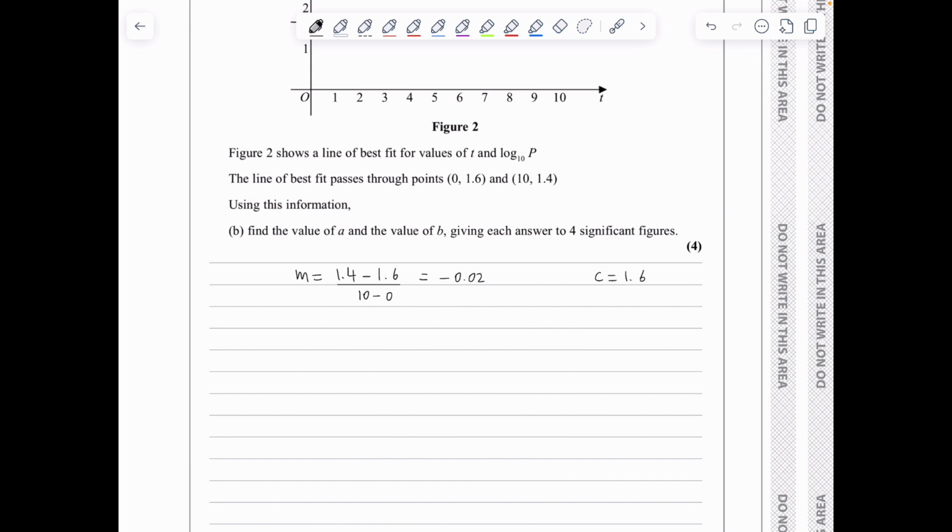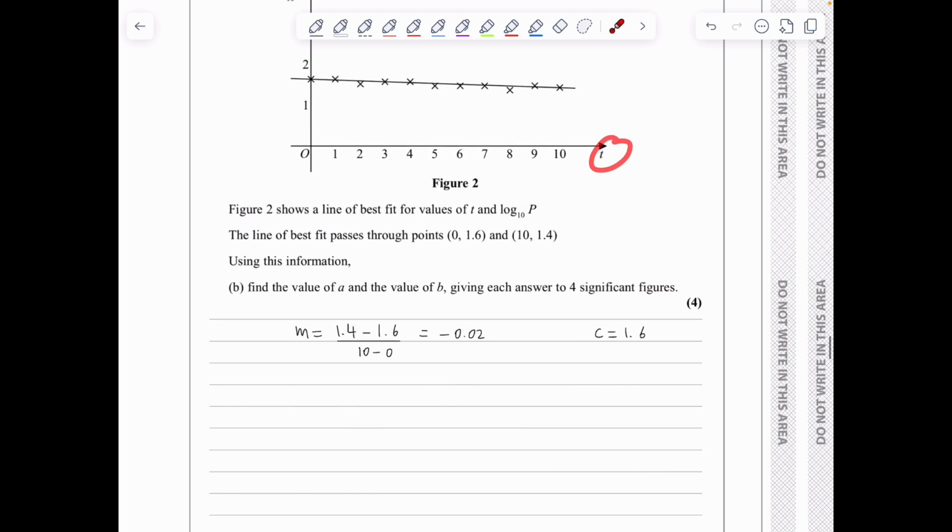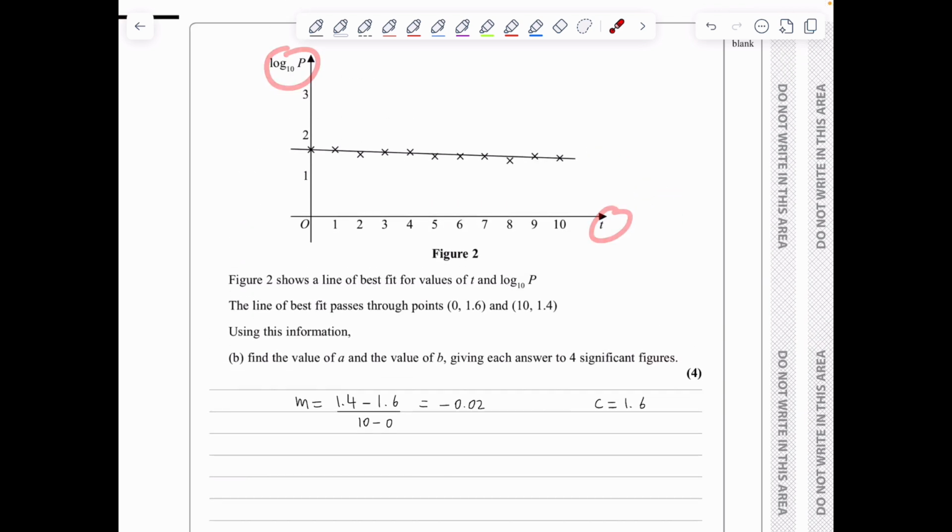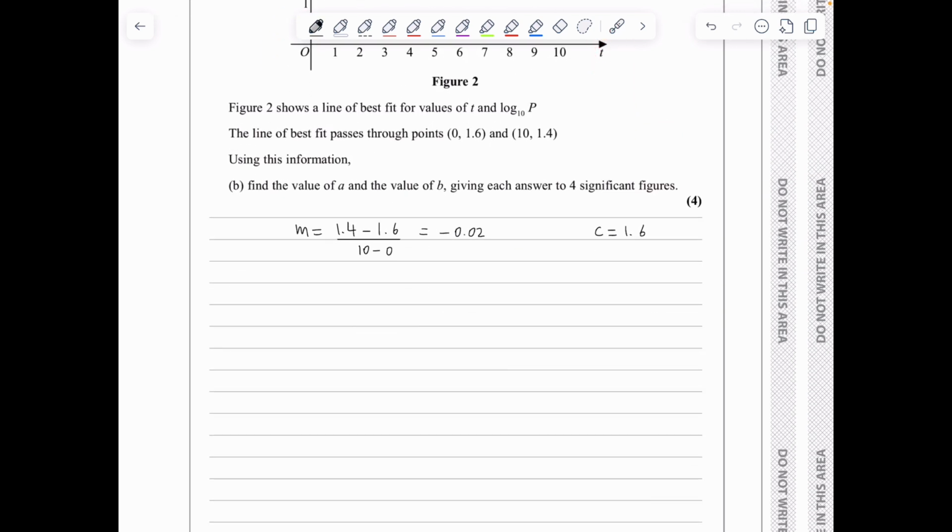So since the x-axis is t and the y-axis is log of p base 10, we can simply say that the straight line is of the form log of p base 10 is equal to 1.6 minus 0.02t. We also have from part A that log of p is log of a minus t log b base 10, so we can compare. The 1.6 is the constant, which should be equal to log a base 10, and the 0.02 should be the log of b base 10.